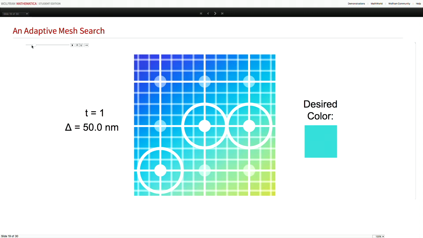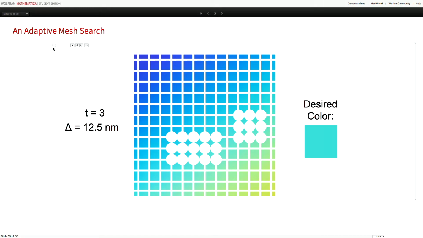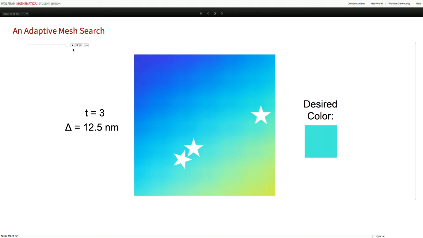closest color distance. And then I use these particular sets of parameters to generate new meshes with a higher resolution. And then I repeat. I calculate all the color distances, I choose the best set, I create a new mesh, and I continue until I have my set of good enough color matches. And so all of these stars represent parameter combinations that will give a color close enough to the desired color.